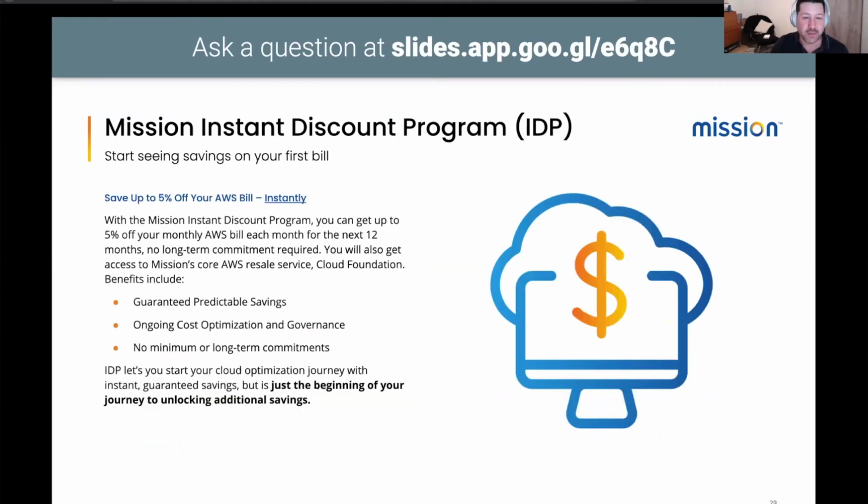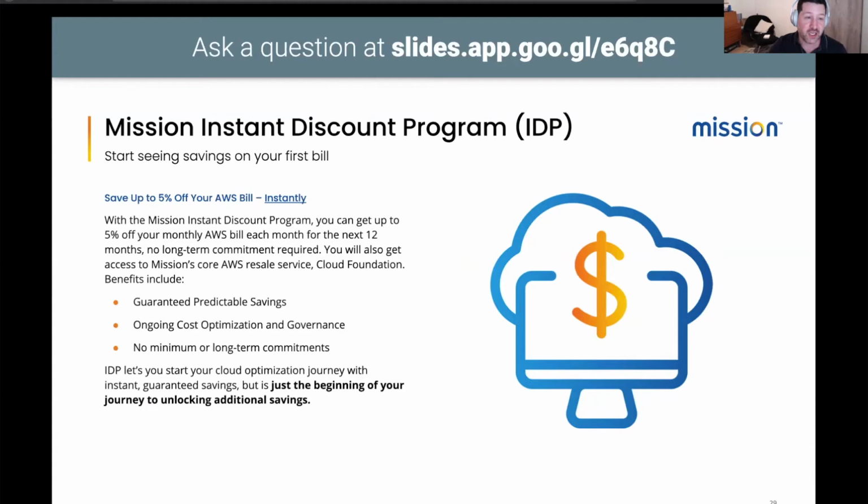The next thing to talk about is something we rolled out in March last year in response to the pandemic. We decided we wanted to keep it going because it has been a huge help to our customers. While it does reduce our overall benefit, it has been such a popular thing and it really helps businesses succeed. We like to build trust with folks, and this is a great way to do it. So we call it the Mission Instant Discount Program, or IDP.